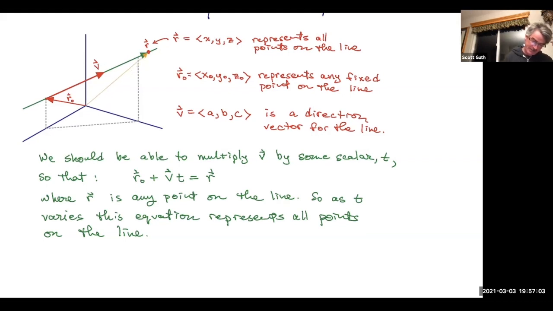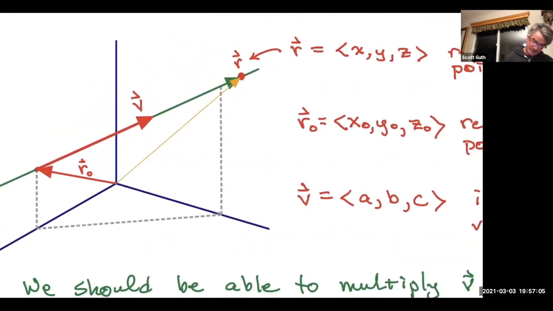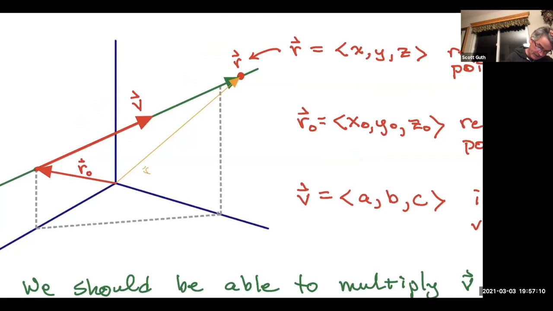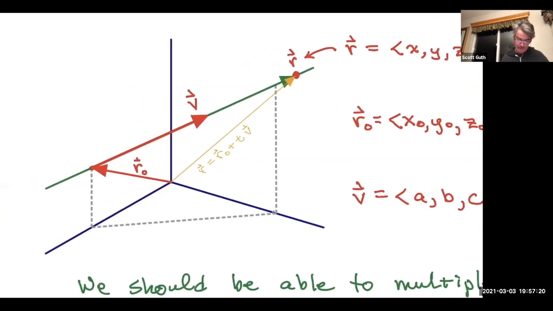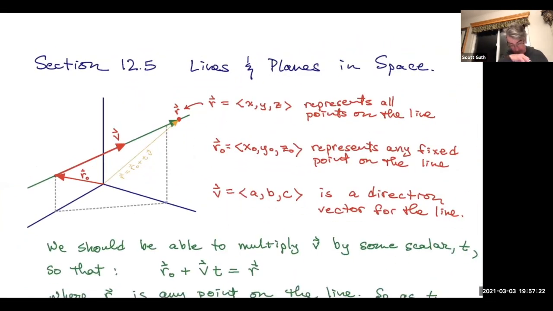Okay, so that orange one, if you look at it, you can see that R is equal to R naught plus some scalar multiple of V. And so that's R, and R is just really to be thought of as a point on a line. It's a position vector, but I'd rather think of it as a point.